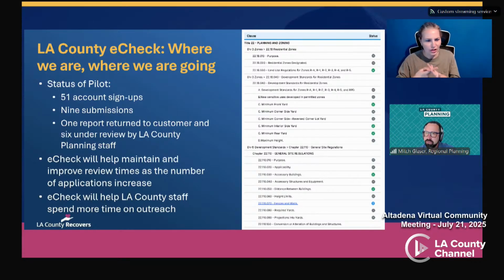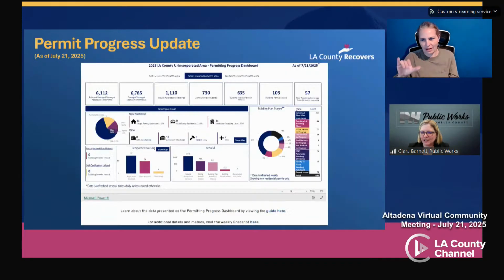So that's an overview of ArchiStar. I'm going to go ahead and turn it over to Kira for the remainder of our update. Great, thank you very much, Mitch.